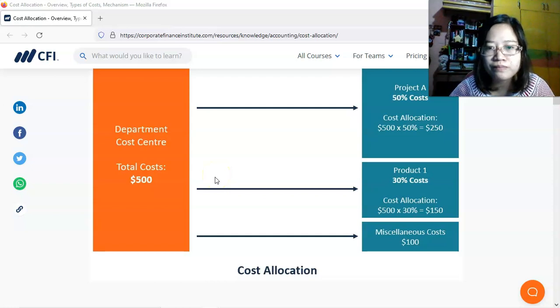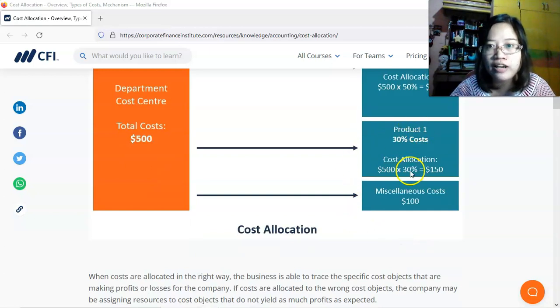Okay. So, ito. Yung Department Cost Center, meron siyang total cost na $500. Yung allocation nito, ganito. Yung Project A, bali 50% of the cost ang na-incur niya. So, yung $500 na total cost multiplied by the 50% allocation kasi yun yung ginagamit for Project A. So, ang kanyang cost to be allocated for this one is $250. Okay? And then you have Product 1. Si Product 1, na-incur naman niya yung 30% of the total cost. So, yung 500 times 30%, $150 yung i-allocate sa kanya. Okay? And then you have your miscellaneous cost na $100.